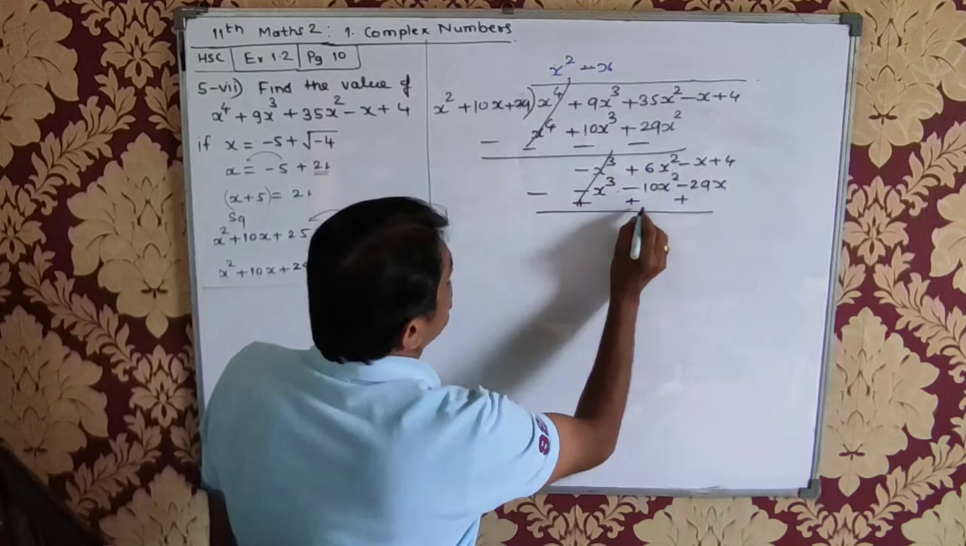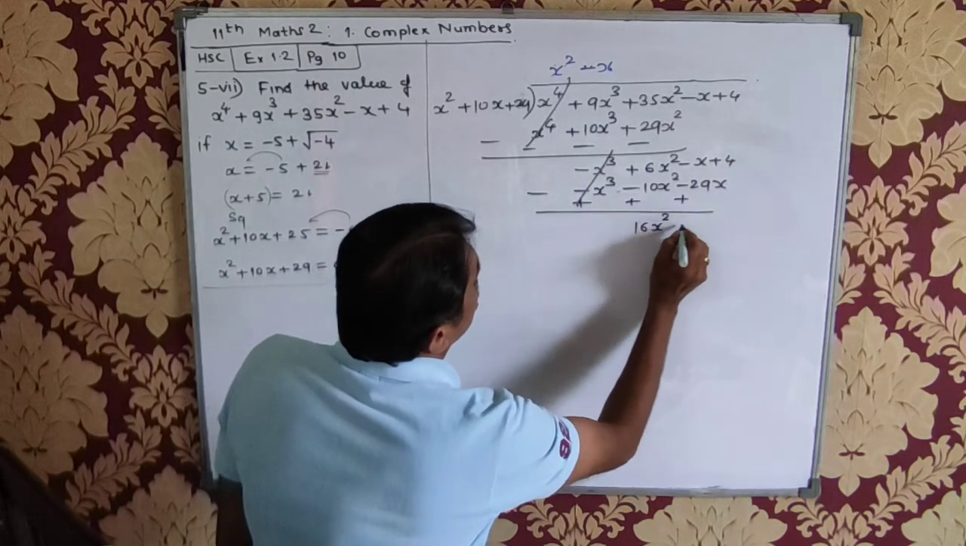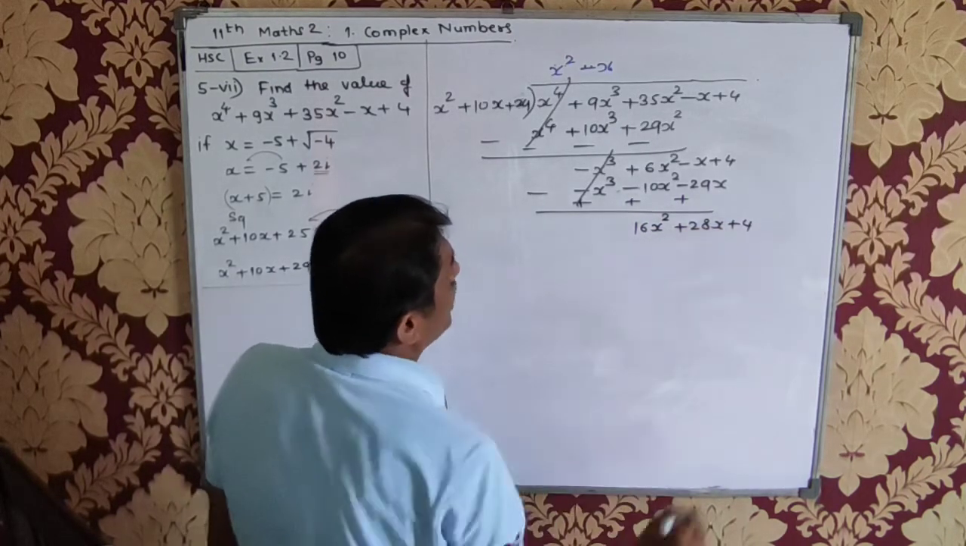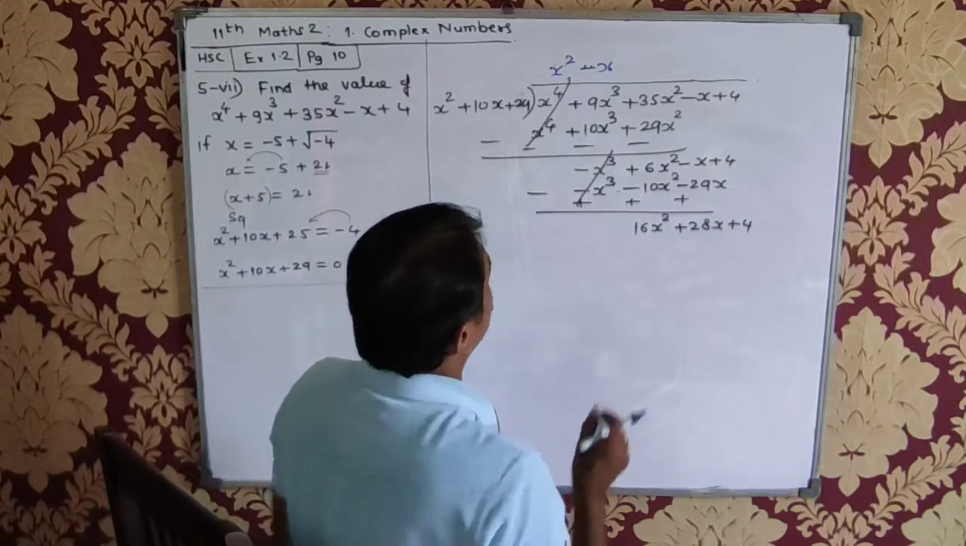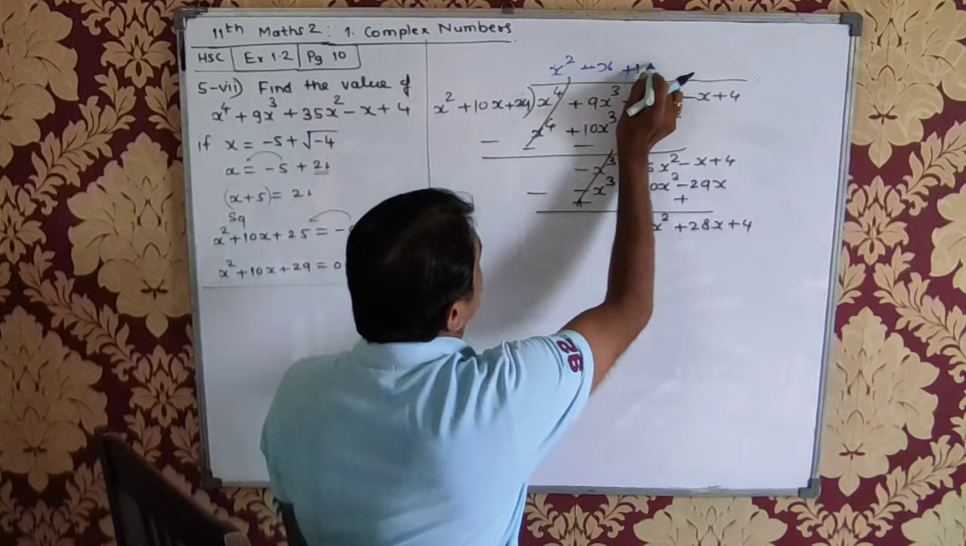So this gets cancelled. This will become 16x square and plus 28x plus 4. Answer it. Then what should I multiply this by? 16. Tell me then.